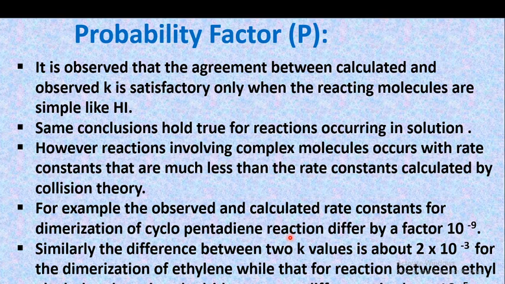Means the difference between the two K values for dimerization of ethylene is 2 into 10 raised to minus 3. But when we study the reaction between ethyl alcohol and acetic anhydride vapors, that difference increases up to 10 raised to minus 5. So to account for that difference, it is assumed that in addition to possessing sufficient energy, the reacting molecules must possess a specific orientation during collision.